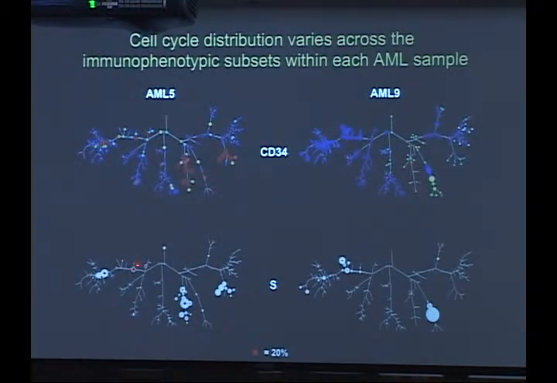You can see a lot of proliferation is going on in a cell population that correlates with normal myelocytes. But then when you get out to mature granulocytes, you can see that the relative amount of proliferation is quite small.